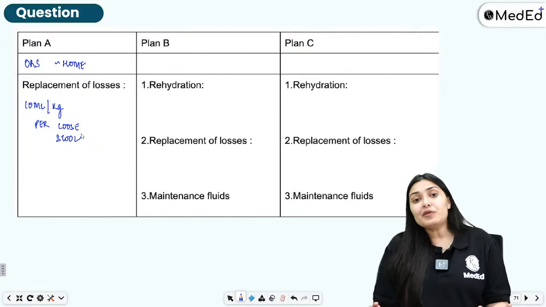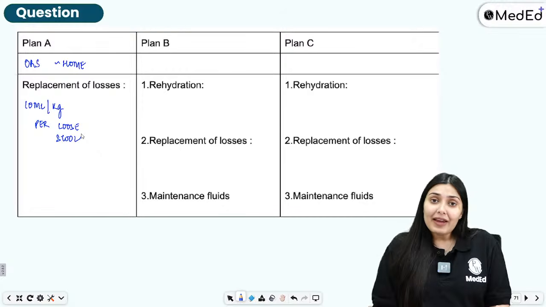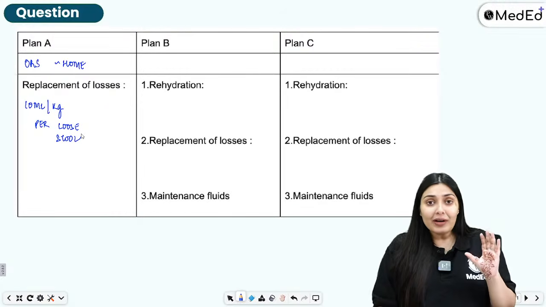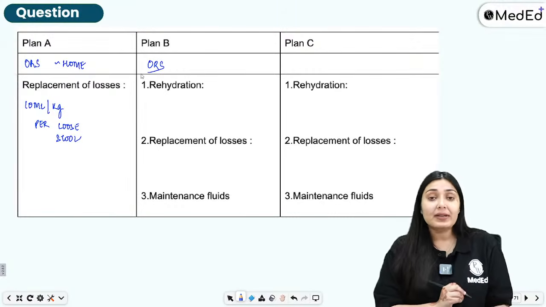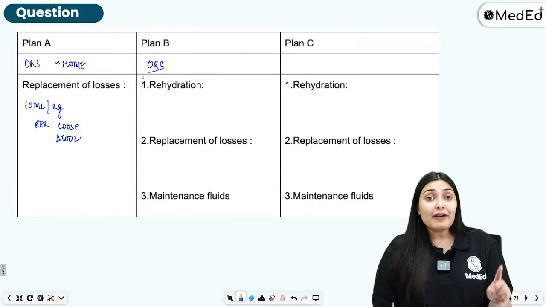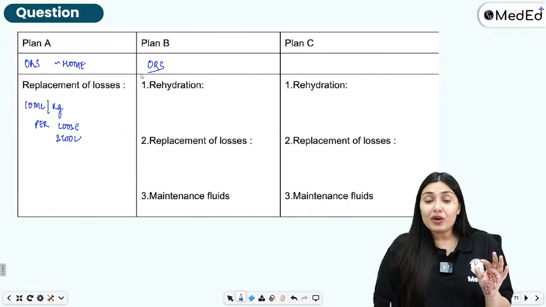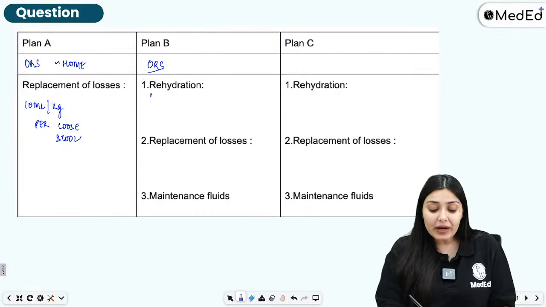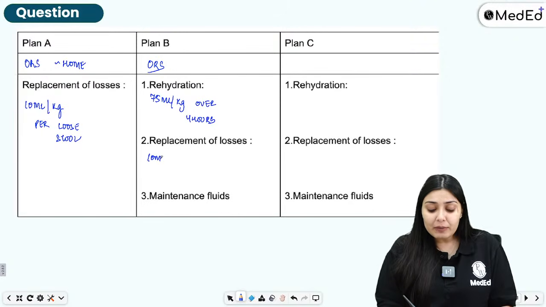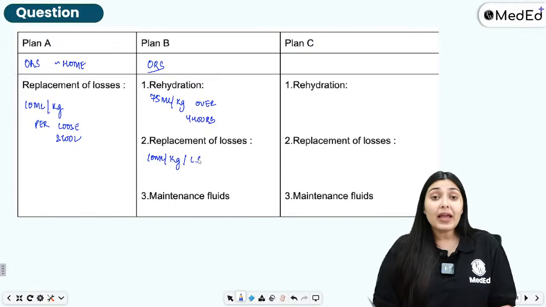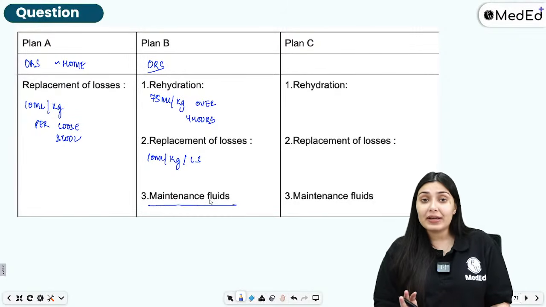When we talk about some dehydration, we go to plan B. Here also the child can eagerly drink water, so I don't need to give IV fluids to this child. I will again give ORS to this child, but I have to rehydrate. There is some degree of dehydration, so we have to rehydrate. How do we rehydrate? We give 75 ml per kg of ORS over 4 hours. Along with that, we have to ensure that again 10 ml per kg replacement of losses is given, and ensure that maintenance fluids are given to this child.